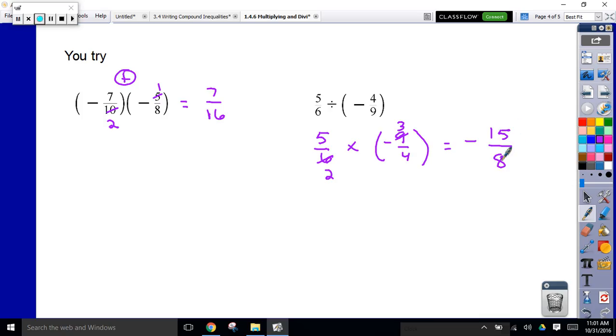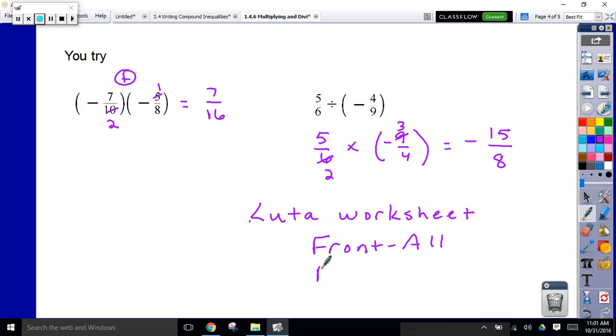Okay. Your assignment is the Kudo worksheet that I will pass out to you in just a second. I want you to do the whole front. So the front side you're going to do all because we have a lot of class time to work today. The back side you just need to do the odd.